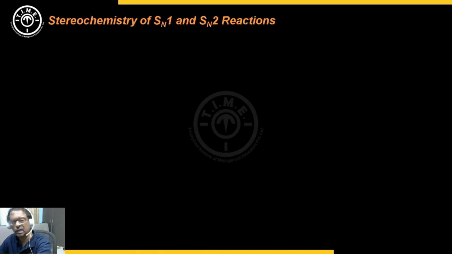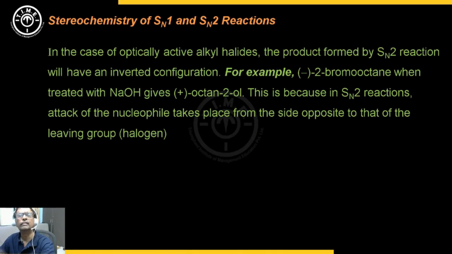Now, before we do that, we have some time to spend on the stereochemistry of SN1 and SN2, which you have already seen. So it's only for the sake of completion. For an SN2 reaction, there is an inversion of configuration. So if you have a 2-bromo-octane undergoing an SN2 reaction, we get octan-2-ol.